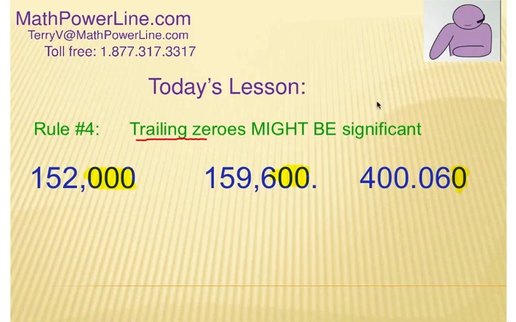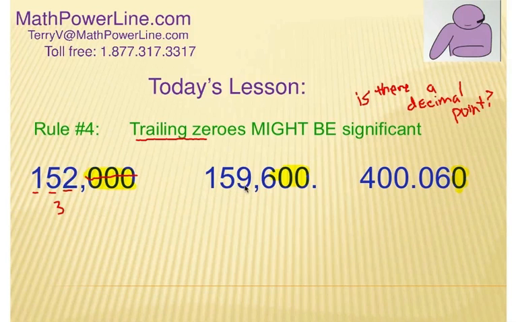And the last rule, rule 4, trailing zeros in a number might be significant. Now, it doesn't sound like much of a rule, but here's the key. Is there a decimal point? All right, that's the key. Is there a decimal point in the number? First of all, in this number, 152,000, those zeros are at the end of the number. There is no decimal point. That means those trailing zeros don't count. This number has 3 significant digits.